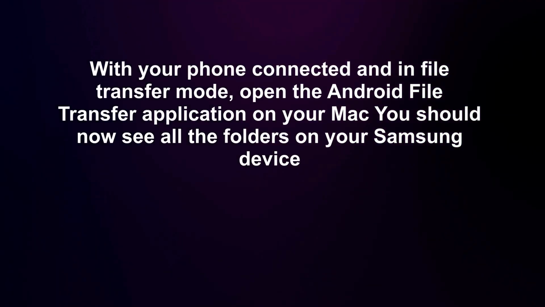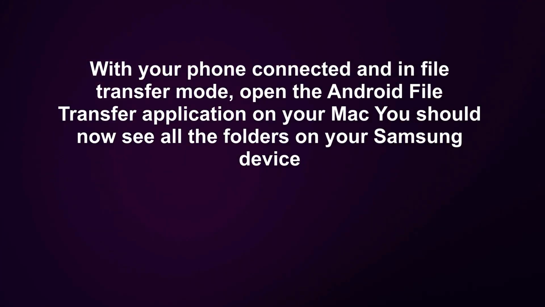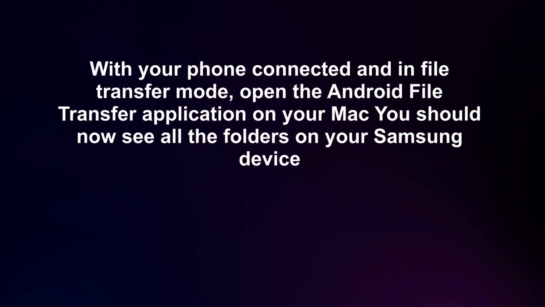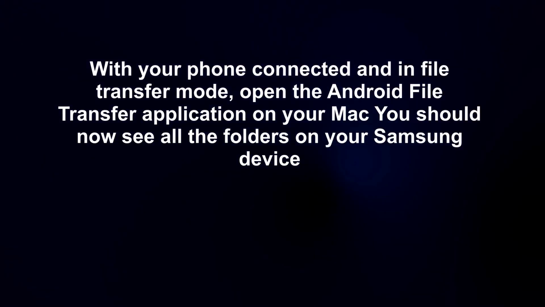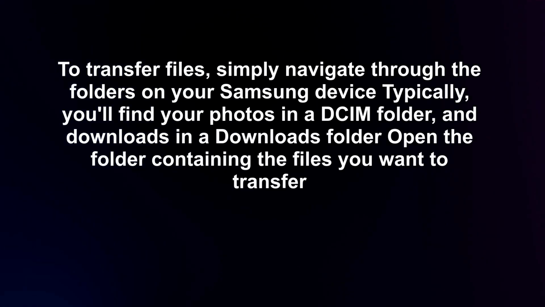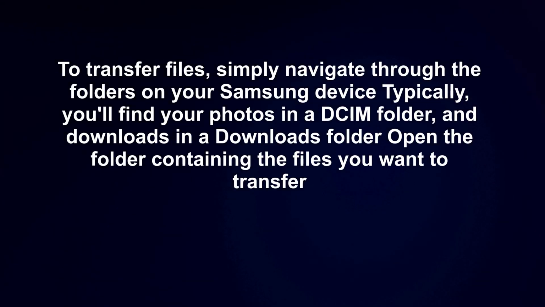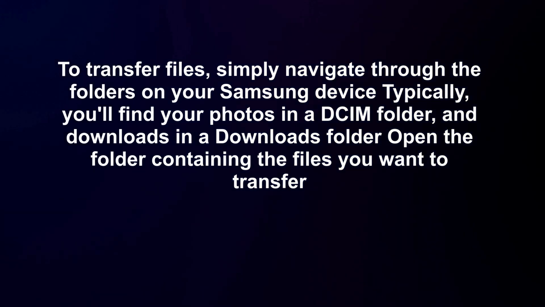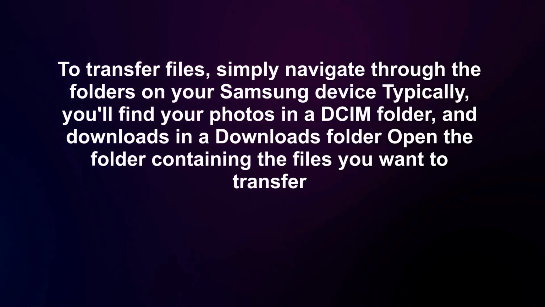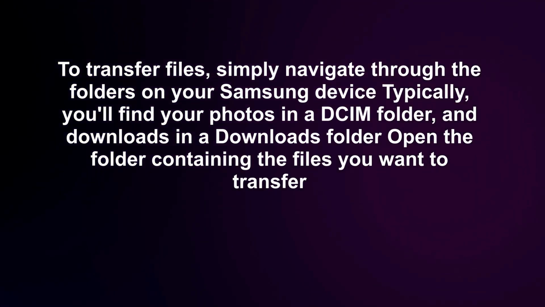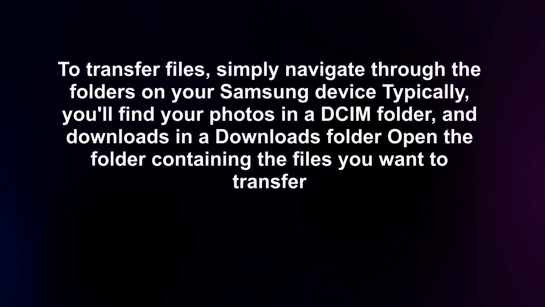With your phone connected and in file transfer mode, open the Android File Transfer application on your Mac. You should now see all the folders on your Samsung device. To transfer files, simply navigate through the folders on your Samsung device. Typically, you'll find your photos in a DCIM folder and downloads in a downloads folder. Open the folder containing the files you want to transfer.